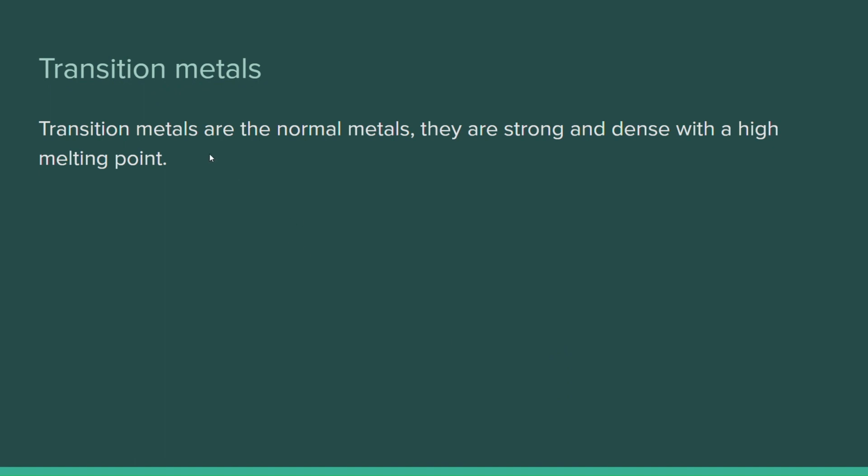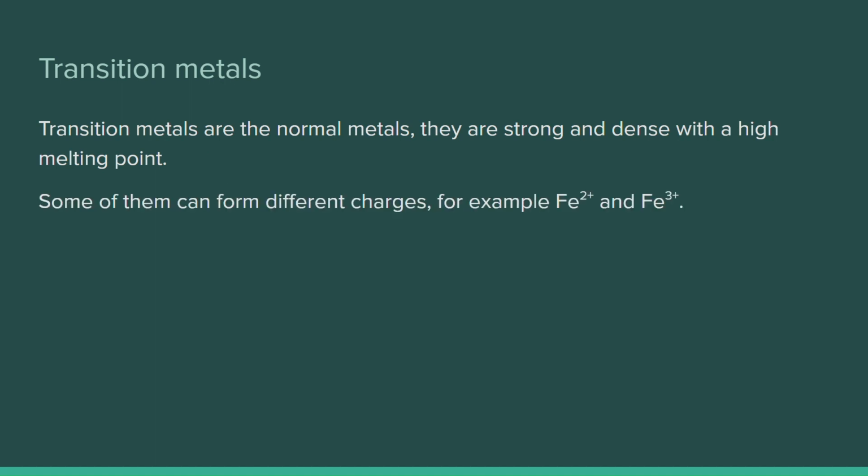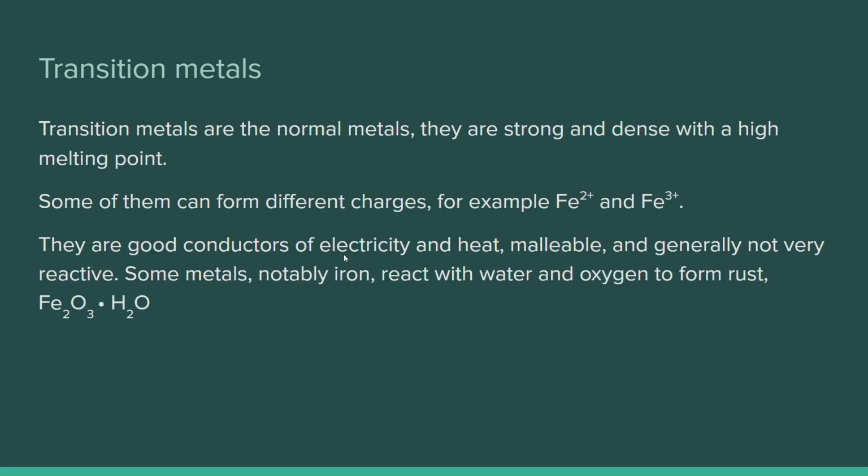There's transition metals, which are the normal stereotypical metals like iron, and they're strong and dense with a high melting point. Some of them can form different charges, for example Fe2+ and Fe3+, that's iron. And they're good conductors of electricity and heat. They're malleable, which means they can bend, and generally not very reactive. Some metals, notably iron, react with water and oxygen to form rust. So that's Fe2O3 with H2O.